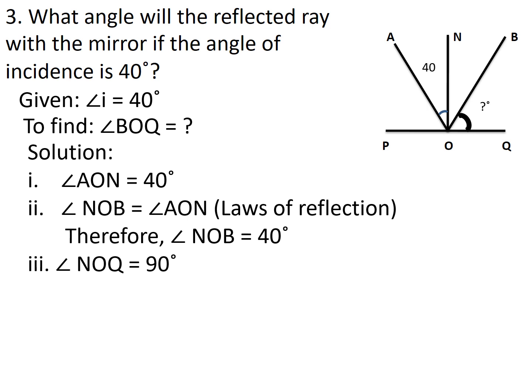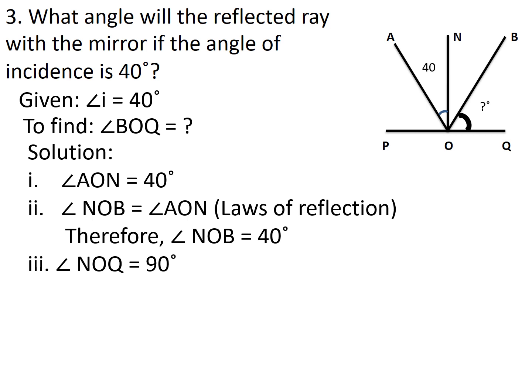Second thing I know is angle AON is equal to NOB. That is angle of incidence is what I know. That's the first thing I've written. Second thing I've written is angle of incidence is equal to angle of reflection. Because angle of incidence is equal to angle of reflection, I can say that NOB is also 40 degree. Okay, and angle NOQ is 90 degree. That means a normal that it makes with the mirror.